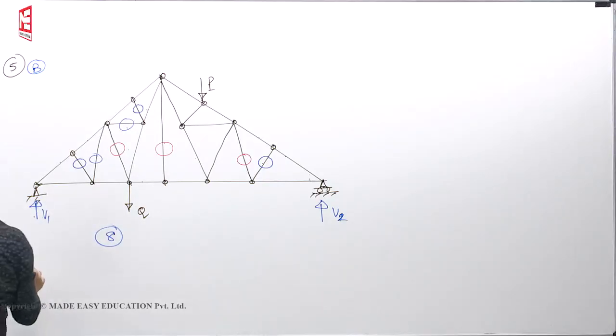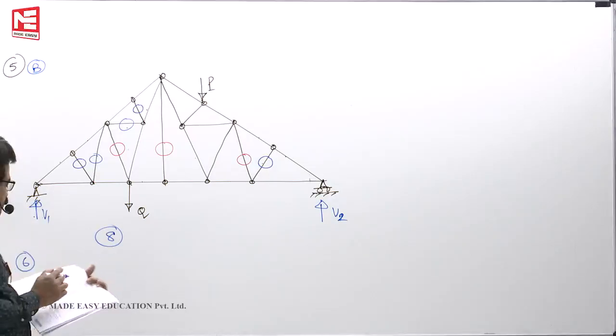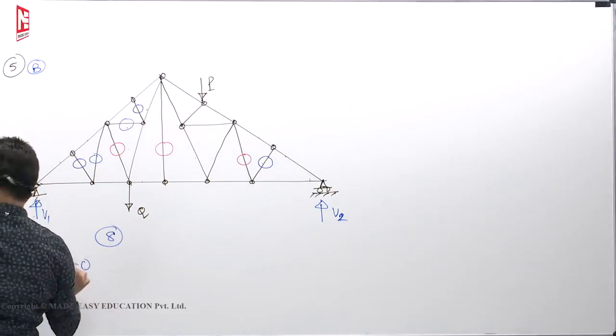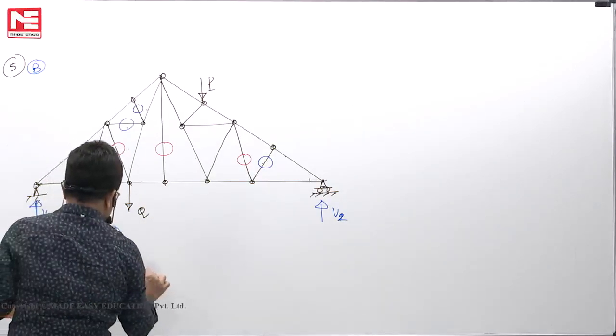Next, sixth question, we solved in the class. Force in the member AB of the frame shown in the given figure. Force in the member AB is 0. 0 means A. This we have solved in the class.